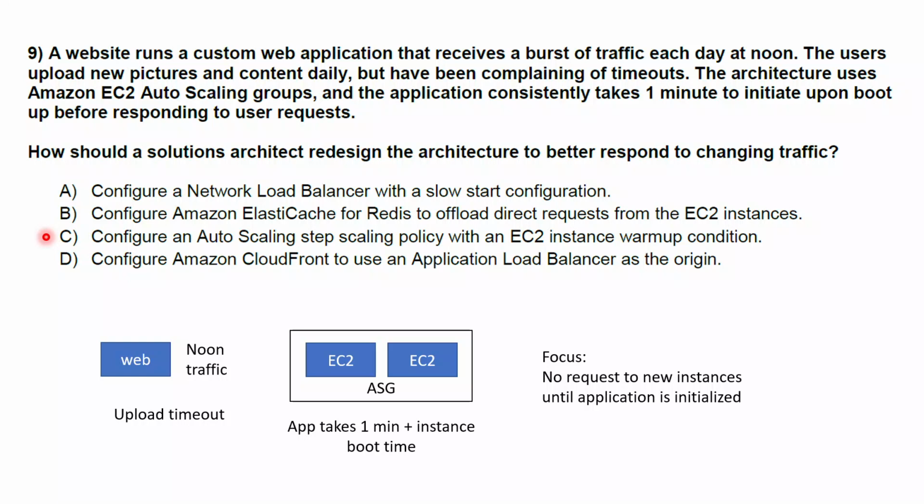Let's look at choice D. This solution uses CloudFront and ALB. Now, CloudFront is useful if you see issues when reading data, as it can handle the requests using the edge cache. However, when uploading new content, CloudFront is going to forward it to the origin. So in this case, CloudFront is not going to reduce traffic to the origin. So we're still going to see the timeout. So among these choices, only C seems a viable option. So we're going to go with C.